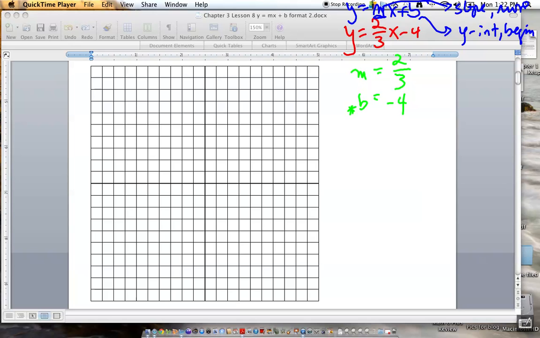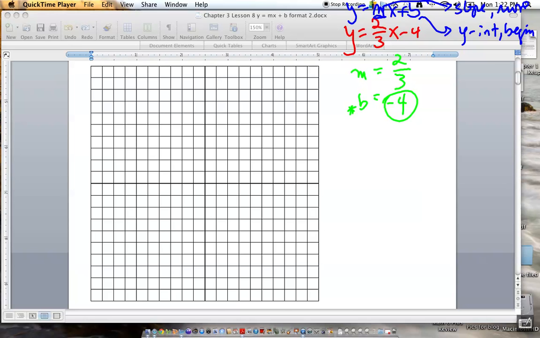Now, what does it mean to be a y-intercept? What does it mean in football when you intercept a pass? Right, like the offense throws it, the defense catches it. In other words, you cut across and you grab it. So we're looking at the place where the y-axis grabs the line. And the place where the y-axis grabs the line is -4.